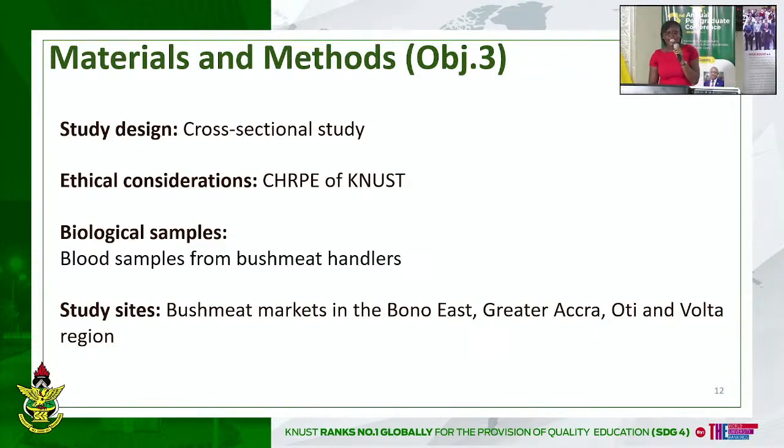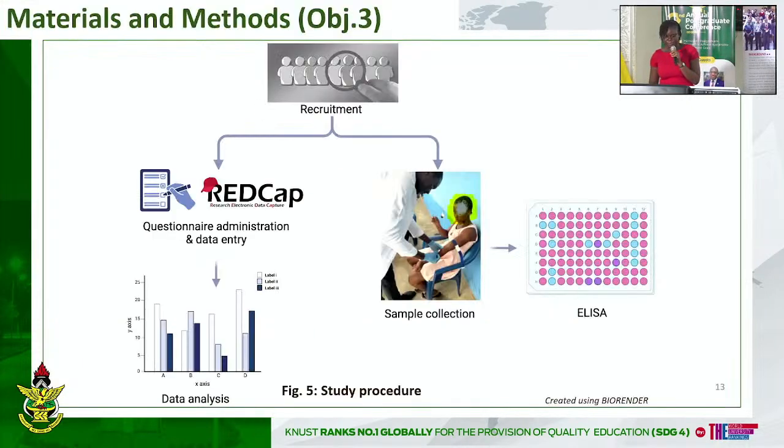My study sites are the same as for objectives 1 and 2, which are the Bono East, Greater Accra, Oti, and Volta regions. The study procedure is similar to objectives 1 and 2, just that there's an introduction of blood samples being taken from the handlers of bushmeat. Further serological analysis will then be conducted on these blood samples.